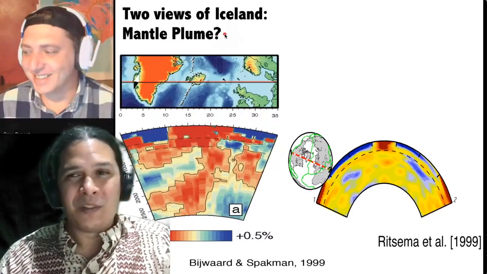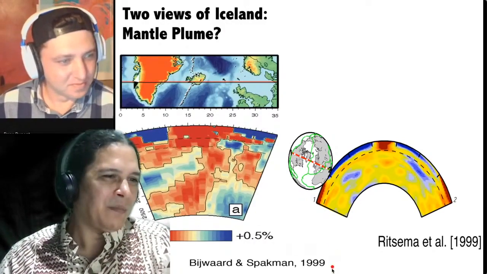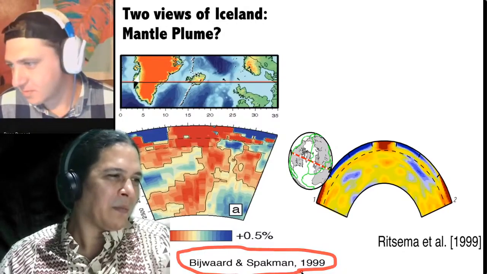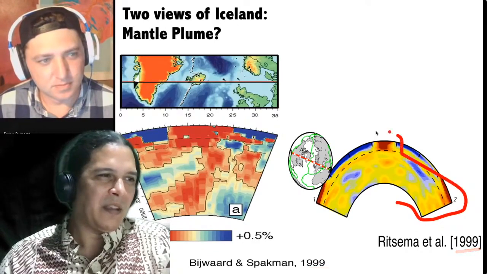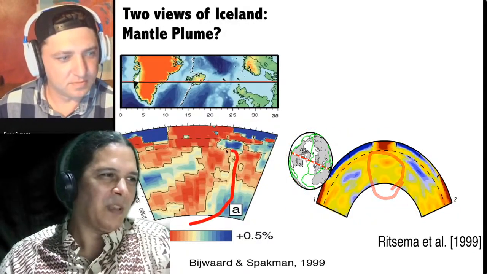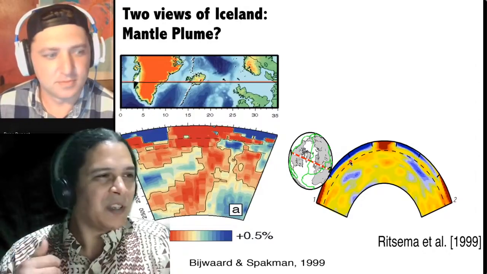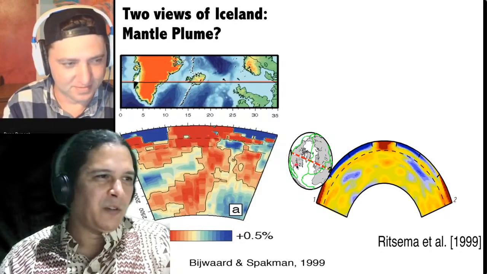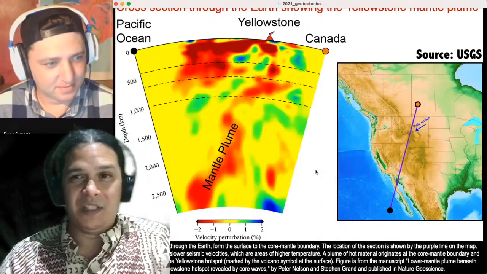So here, for example, is a little bit of that caveat in play. Two different views of the Iceland plume. And on the left, we have a publication by, not sure how to say these names, Bijwaard and Spakman, 99, and also Ritsema, 99, with a similar kind of study, found no deep hotspot for Iceland, whereas a deep spot was imaged by Bijwaard and Spakman. So depending on how you tune it, how you focus it, how you turn the dials, and how you analyze the data, there's a little bit of art and subjectivity here too. So this is why this is a very complicated field. And one of the big issues is trying to deploy more seismometers to really see what's going on.